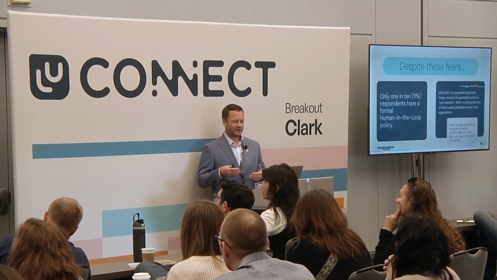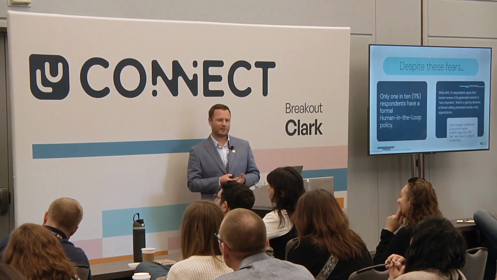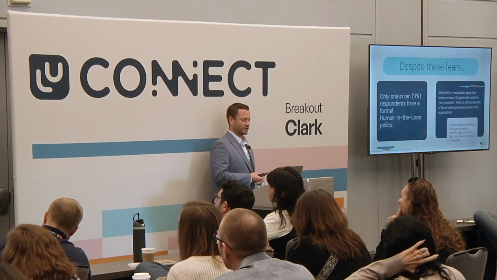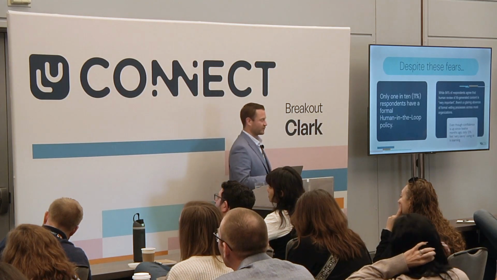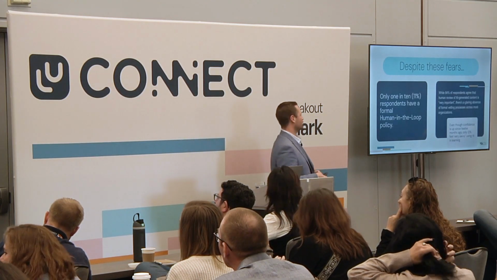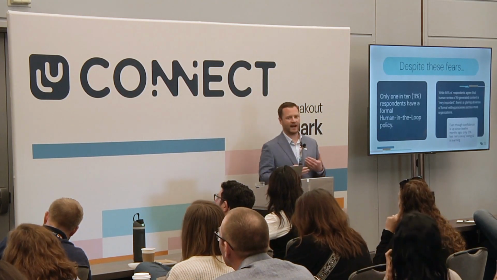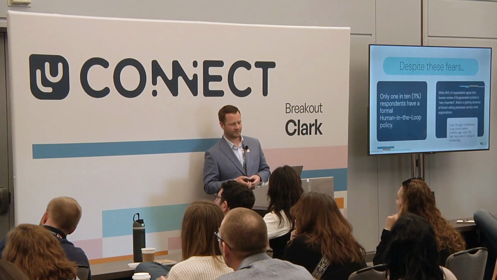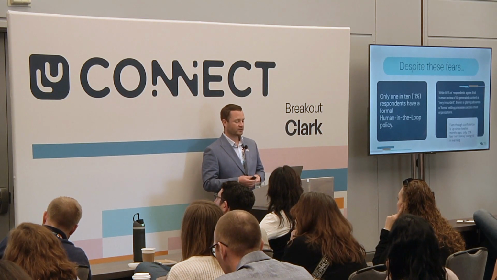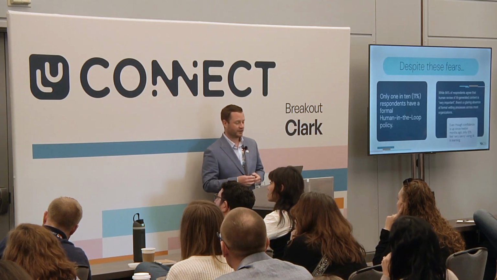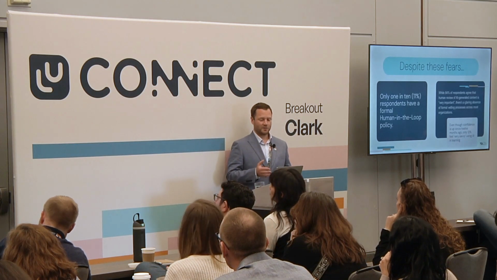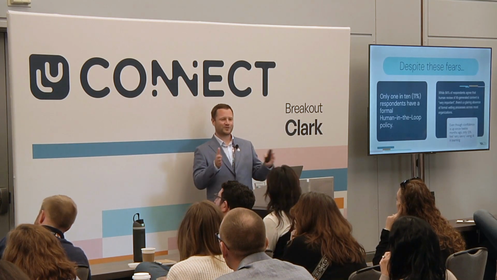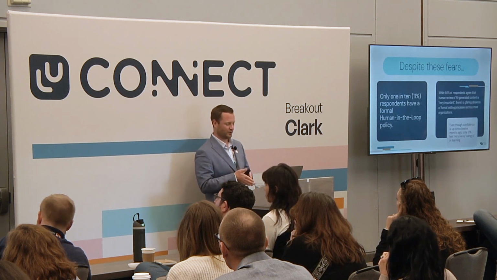So despite these fears, a lot of people using AI, a lot of people concerned about the use of AI in their organization. Only 1 in 10 respondents have a formal human-in-the-loop policy when they're looking at how do we deliver AI-generated content out to our learners. So 84% of respondents agreed that human review of AI-generated content is very important. So there's a glaring gap between those two figures, and how do we close that gap?